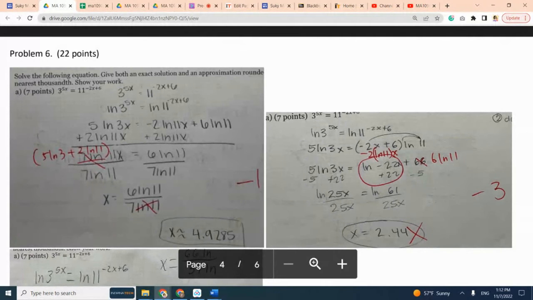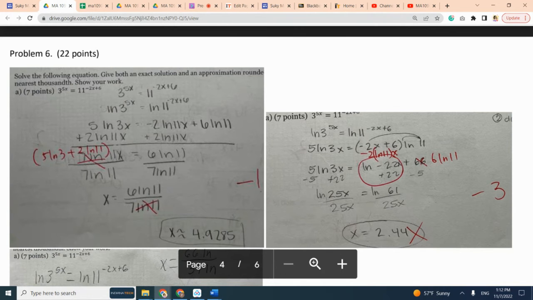5 ln 3 plus 2 ln 11. Just leave it like that. We cannot combine them. Because this is ln 3 and this is ln 11, they're not the same. So we cannot combine and say 5 plus 2 is 7. Right, everybody? So cannot combine, just leave it like that.